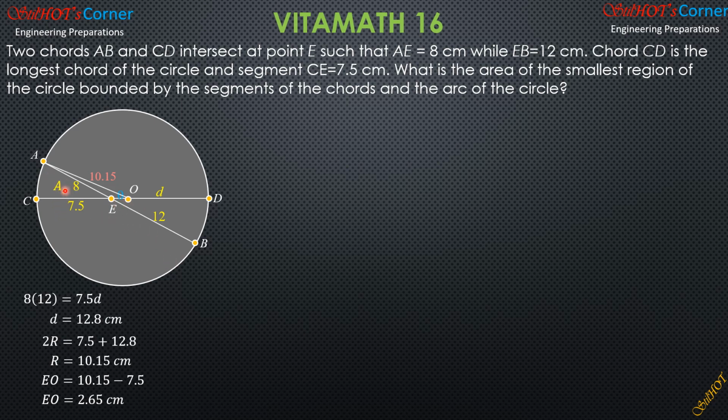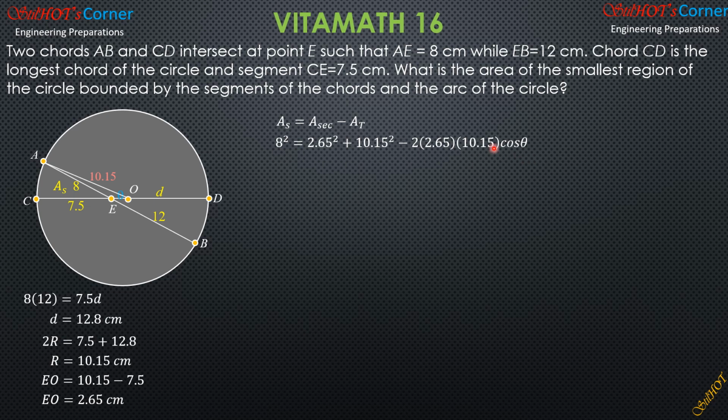Then this is the area of the smallest segment. We'll call that area S, which is area of sector AOC minus area of triangle AOE. The area of the sector is 1/2 radius squared, 10.15 squared, times central angle theta. While the area of the triangle is 1/2 the product of adjacent sides 10.15 and EO, which is 2.65, times sine of theta. Where area of sector is 1/2 radius squared times central angle theta, theta should be expressed in radians. So 8 squared equals 2.65 squared plus 10.15 squared minus 2 times 2.65 times 10.15 cosine of theta.